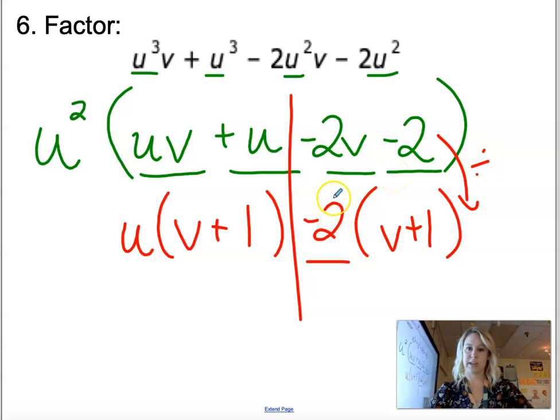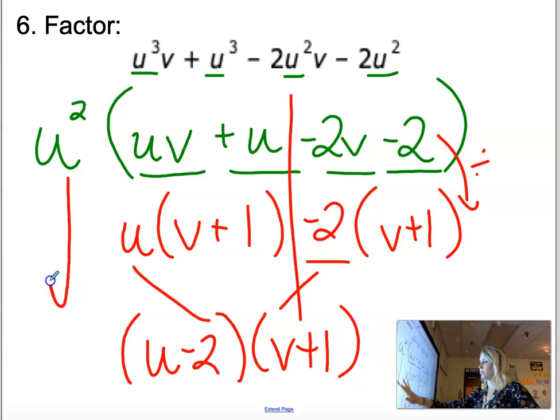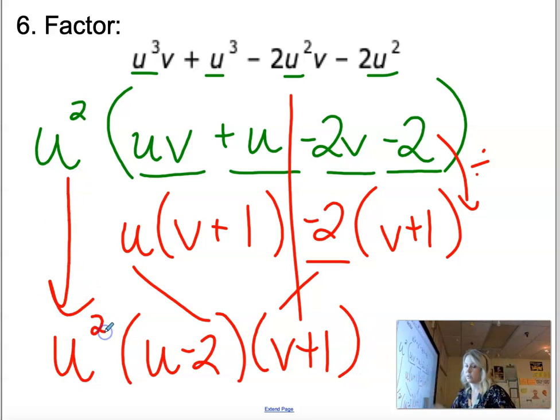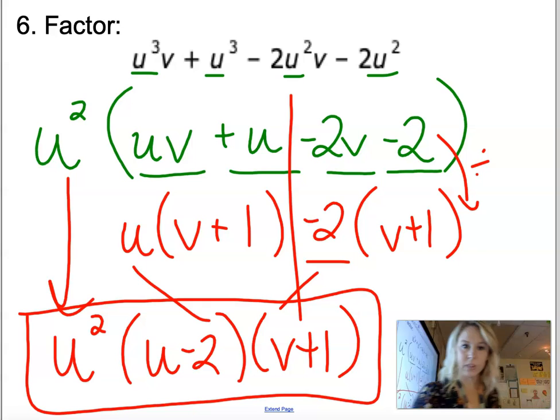Let's see if it checks out. Negative 2 times v is a negative 2v. Negative 2 times 1 is a negative 2. Works out. Take your final 2 terms, write them in parentheses, v plus 1, and then do not forget to drop down that lovely GCF that we started with. And woo, we're done. So, this is the level of difficulty that it can get to. You can have a GCF and you can have multivariable stuff. But that is how you factor with 4 terms, including a GCF and not including a GCF.